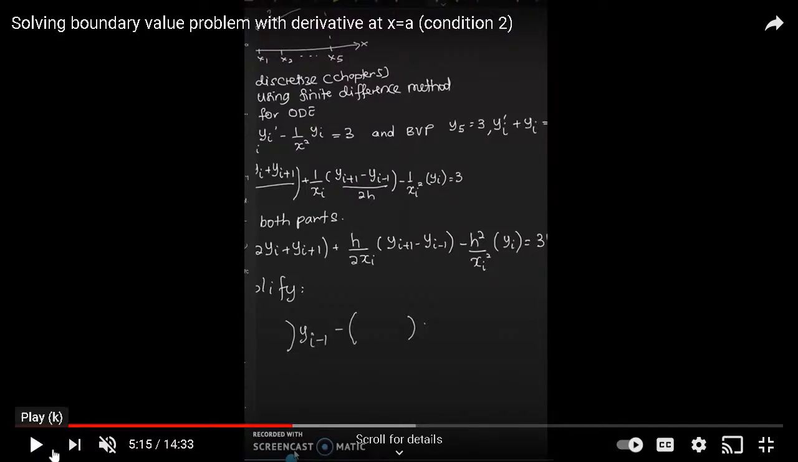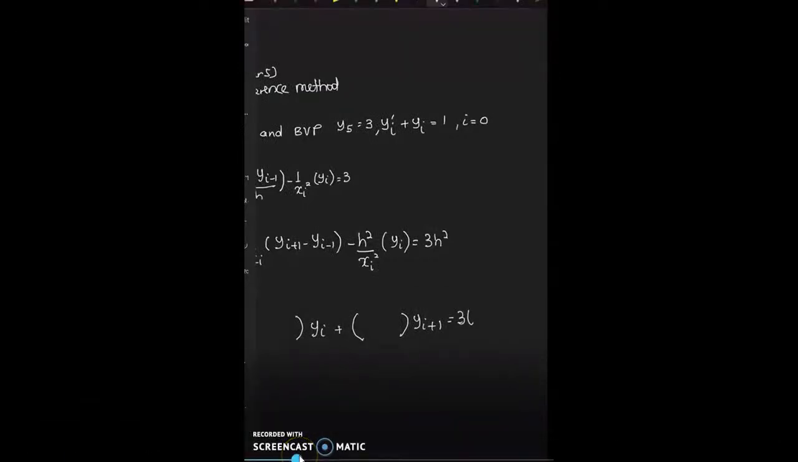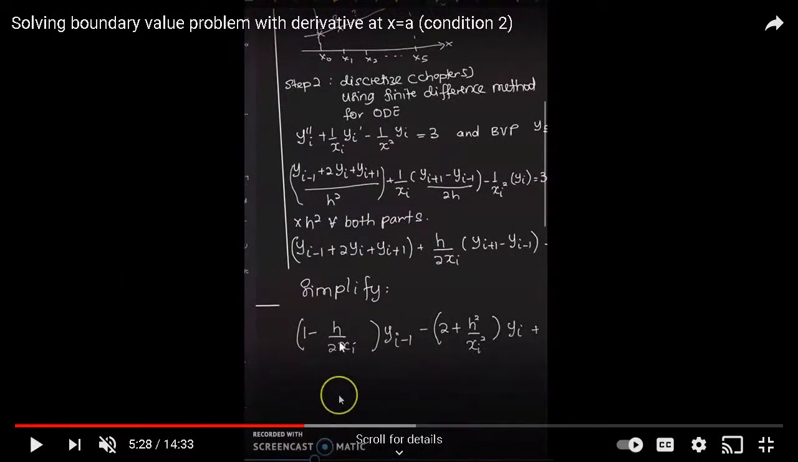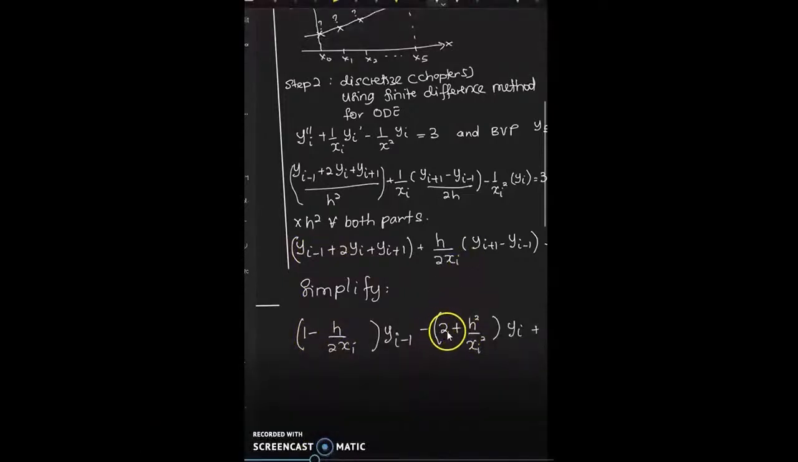You focus on y_{i-1}, y_i and y_{i+1}. You put them in columns and then you combine all the coefficients, all the parameters. I combine and get 1 minus h divided by 2x_i as the coefficient for y_{i-1}. For y_i, the coefficient is 2 plus h squared divided by x_i squared. For y_{i+1}, you simplify and get 1 plus h divided by 2x_i. So you can see the terms are almost similar, especially for i minus 1 and i plus 1.